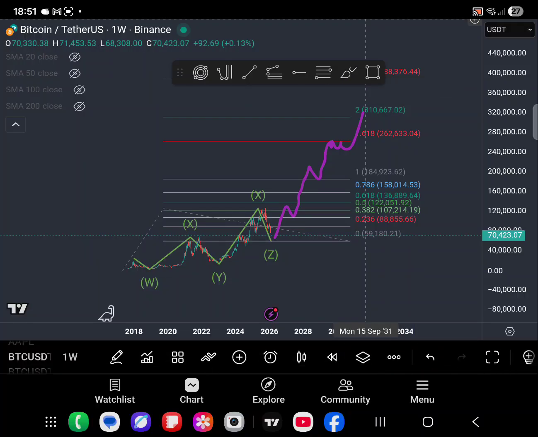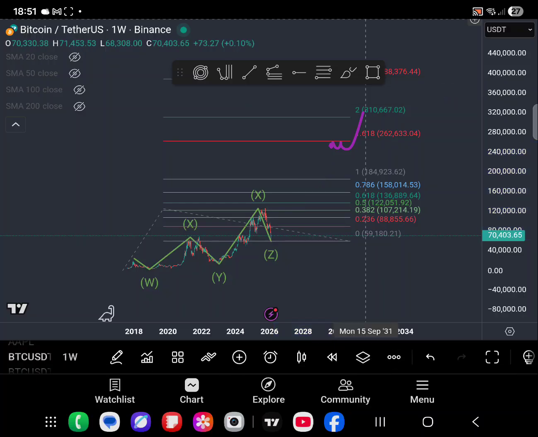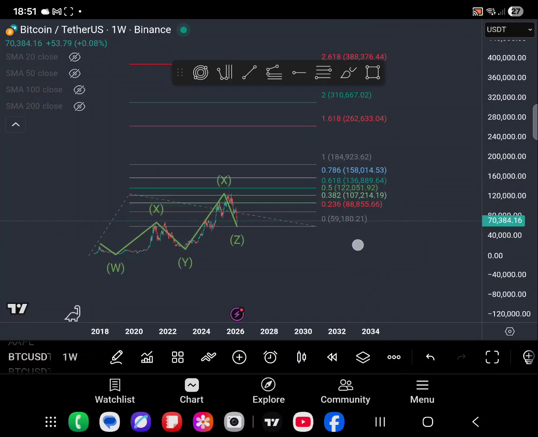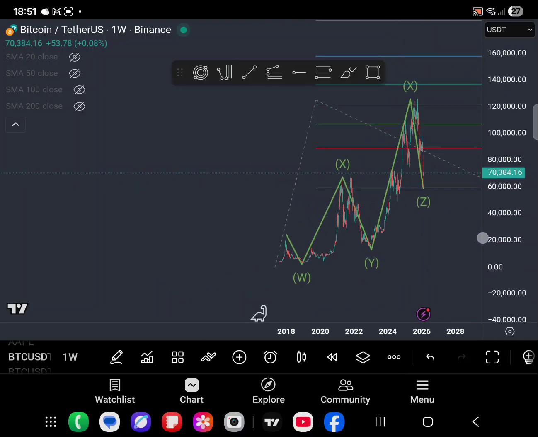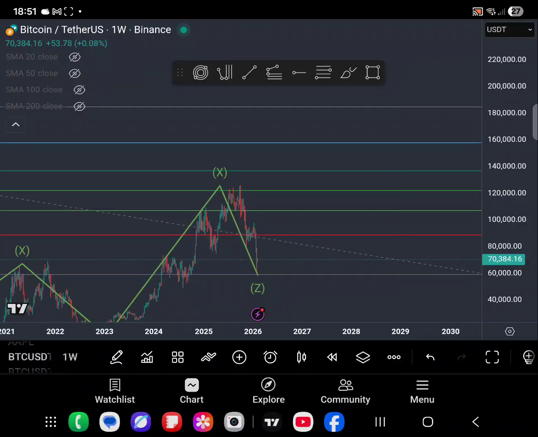Okay, so this move up, I would expect it to go up faster than that. So probably, let me stretch this. So yeah, like I said, it's at a very critical moment at where it is right now.